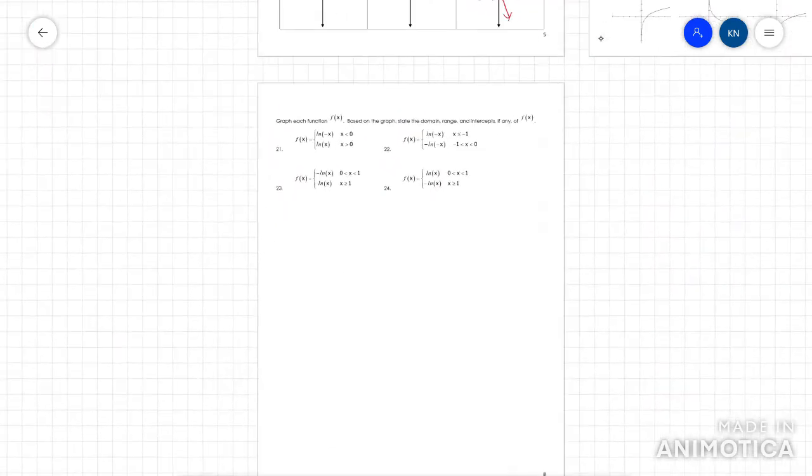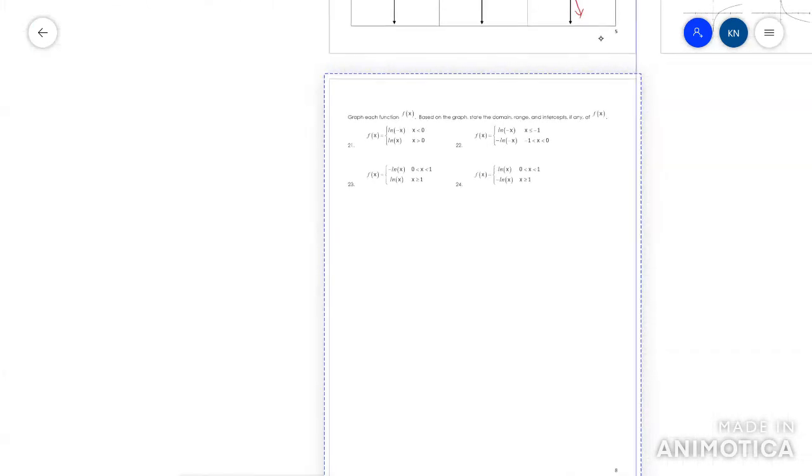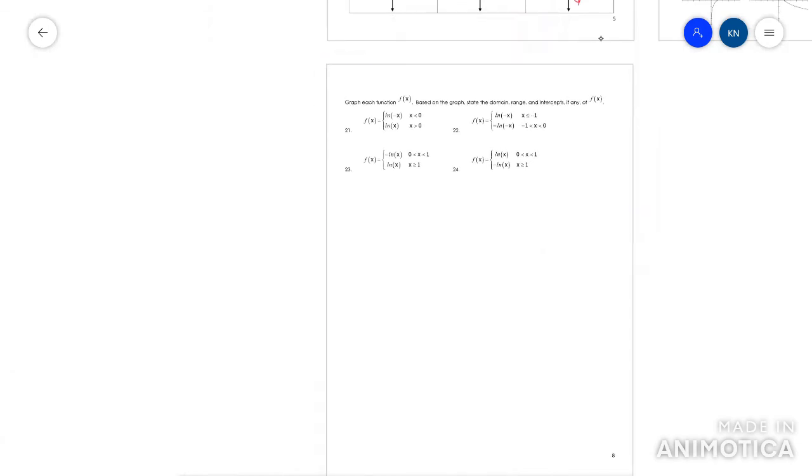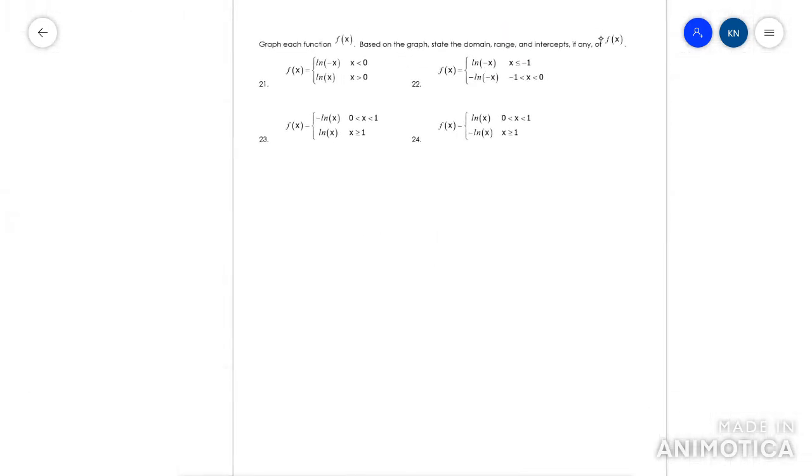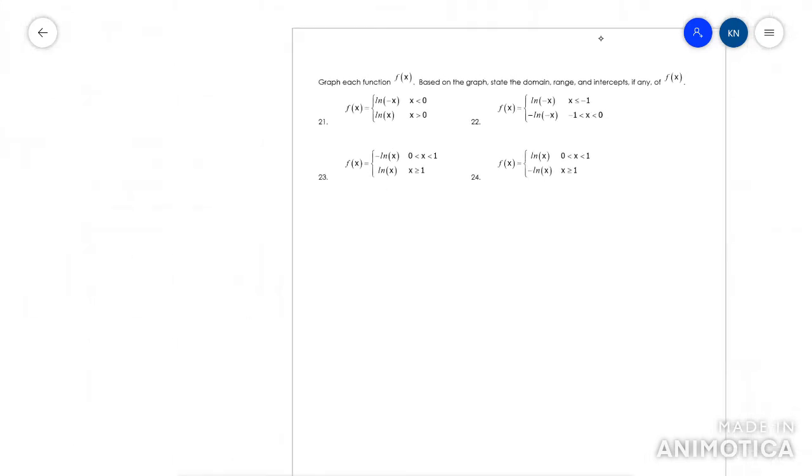Which brings us to this, the piecewise functions. Now, piecewise are notorious for being kind of difficult, but let's just go ahead and take it one at a time. 21.